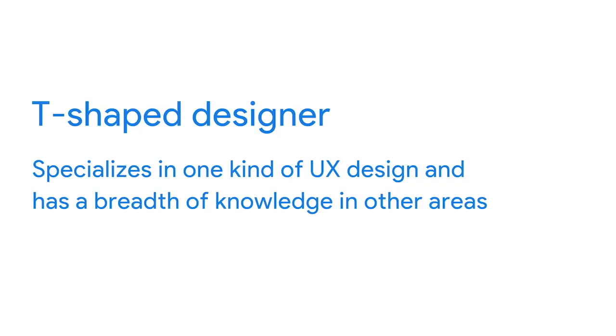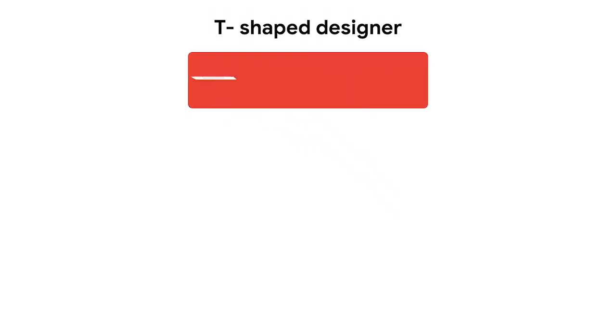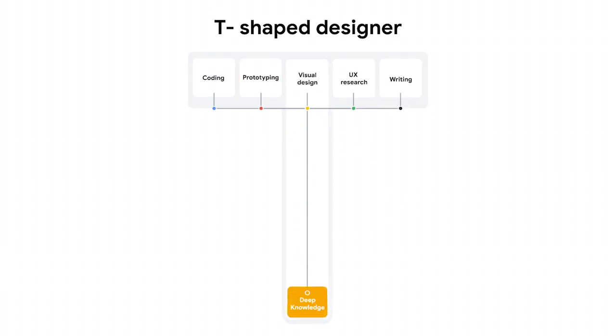As you advance in your career, you may become a T-shaped designer. A T-shaped designer specializes in one kind of UX design and has a breadth of knowledge in other areas. This is called a T-shaped designer because your skills look like an uppercase T. The vertical line of the T is the kind of UX design you specialize in, like visual design. The horizontal line across the top of the T includes your complementary skills. These skills might come from other fields like interaction design that cross over with your specialties or soft skills that help you work more effectively.